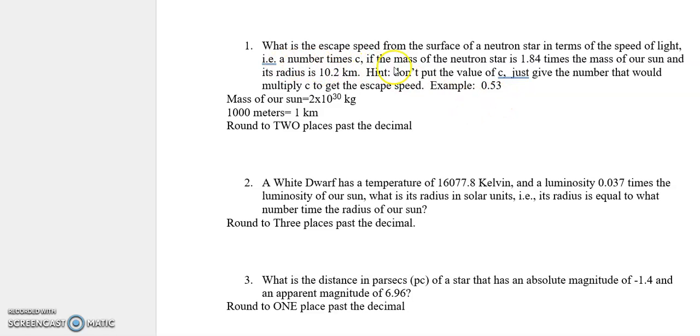All right. So anyhow, the mass of the neutron star is 1.84 times the mass of our sun, and the radius of the neutron star is 10.2 kilometers. We have to figure out the escape velocity. Of course, you'd be given this type of information on the test. The mass of our sun is 2 times 10 to the 30th kilograms. One kilometer is 1,000 meters. And they tell us to round to 2 places past the decimal.